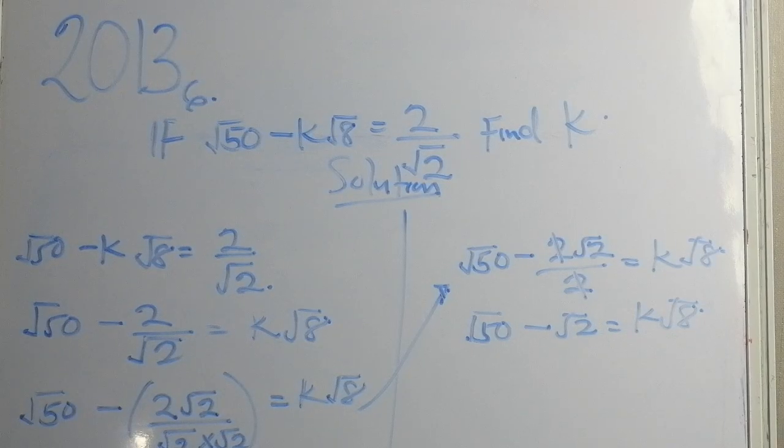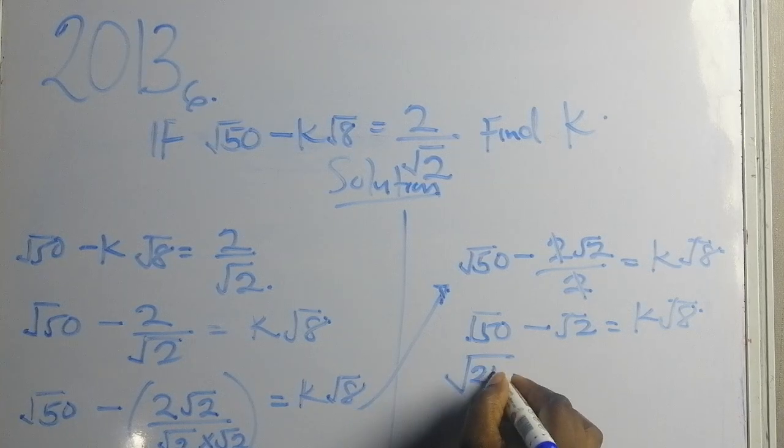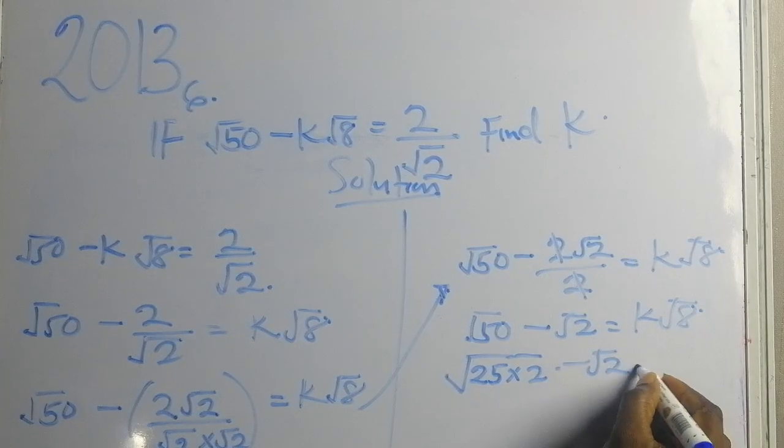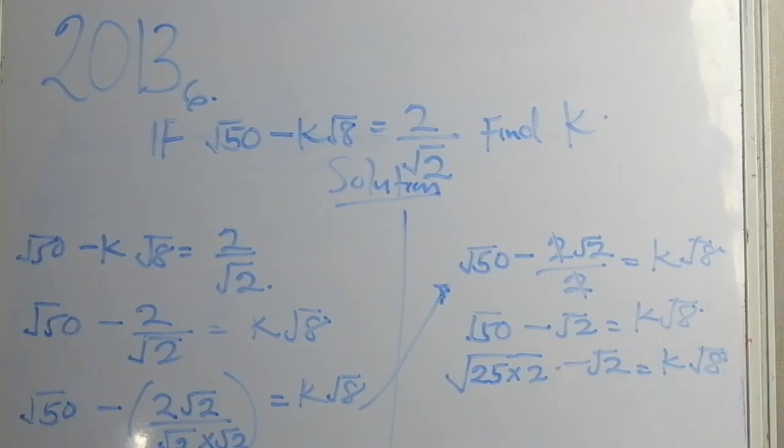The next thing I need to think about here is that I have root 2, I have 50, I have 8. Can root 2 go there? Before you can do addition and subtraction on the side, I told you what you have inside must be the same. Root 2 must be constant before you can add or subtract. The value inside must be the same before you can add or subtract. Now, look at this one, 50. I can divide this. 25 is a perfect square. So 25 times 2, minus root 2 equals k root 8. You can see that it's as simple as that.